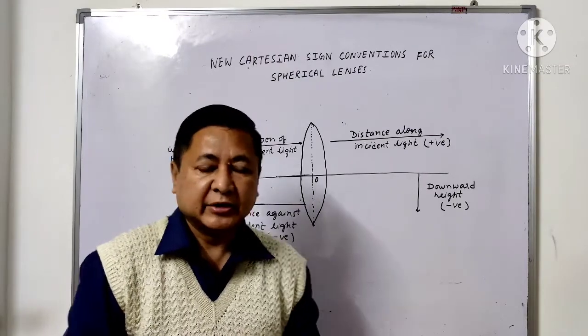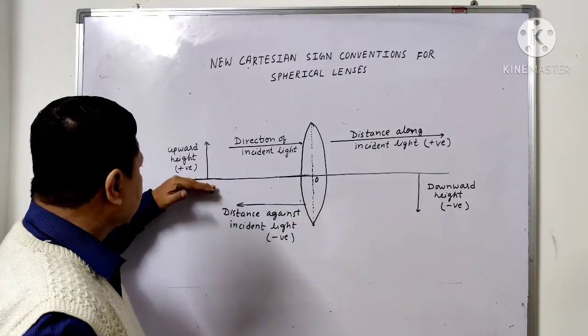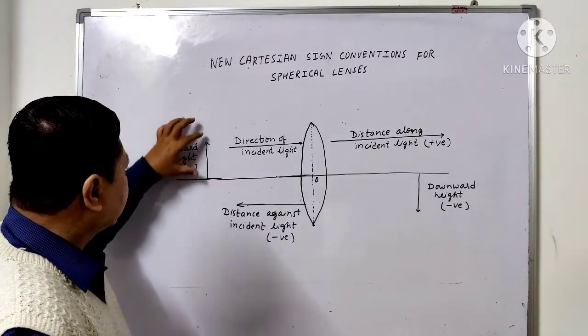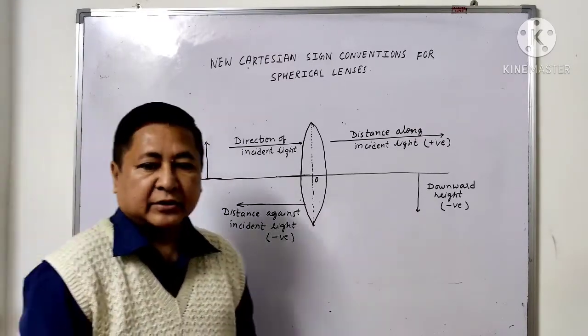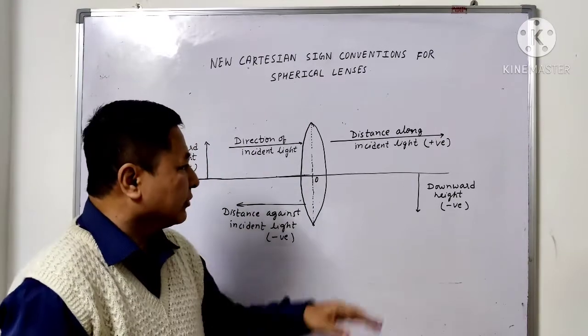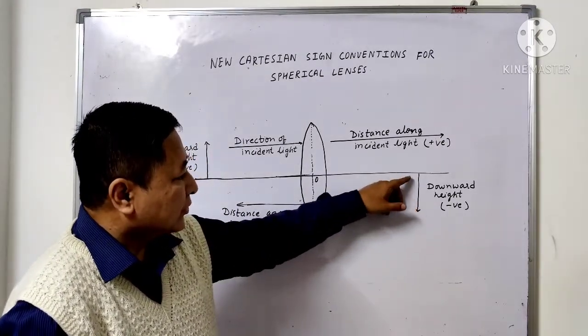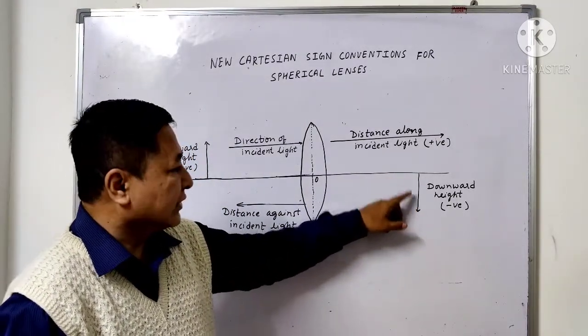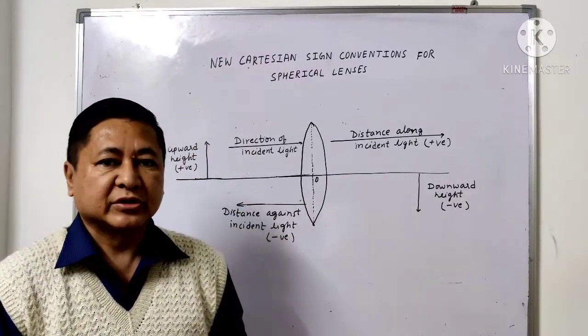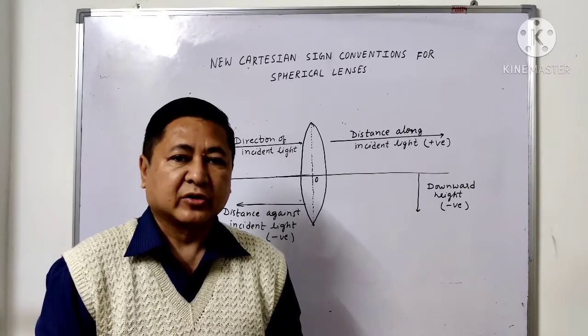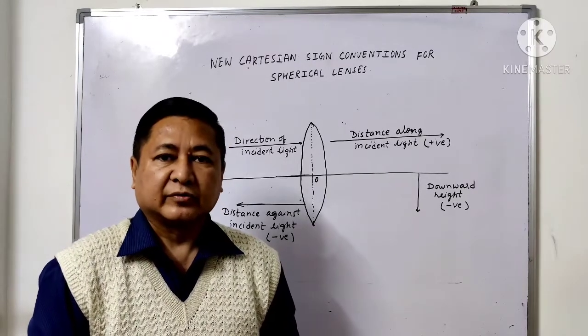Distance measured perpendicular to and above the principal axis, that is the height, if it is upward, will be taken as positive, and the distance measured perpendicular to and below, if the height is below the principal axis, will be considered as negative. These are the sign conventions that we'll be using in the numericals for solving the concave and convex lens.